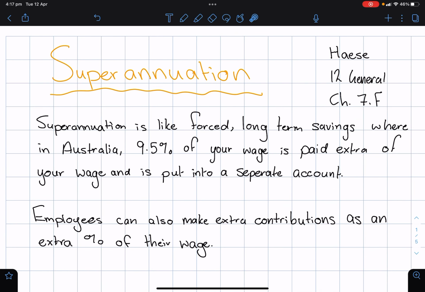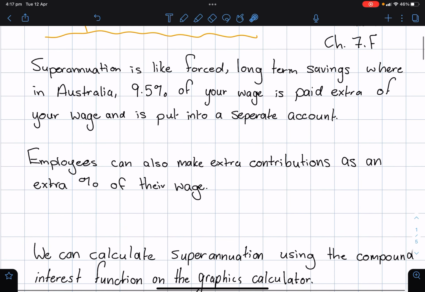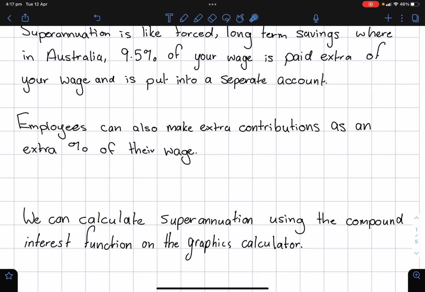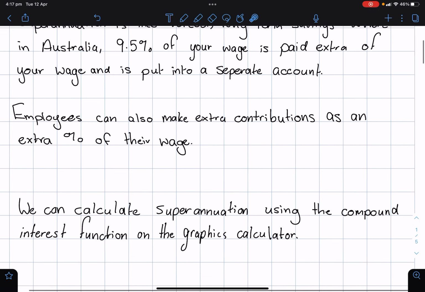So as employees as well, you can also make extra contributions as an extra percentage of your wage. And that is something that we have the freedom to do on our own back. You definitely don't have to do that, but that option is definitely there. So we can calculate this super using the compound interest function on our graphics calculator. I'm just going to show you a few examples of questions that you might see, and we'll go from there.